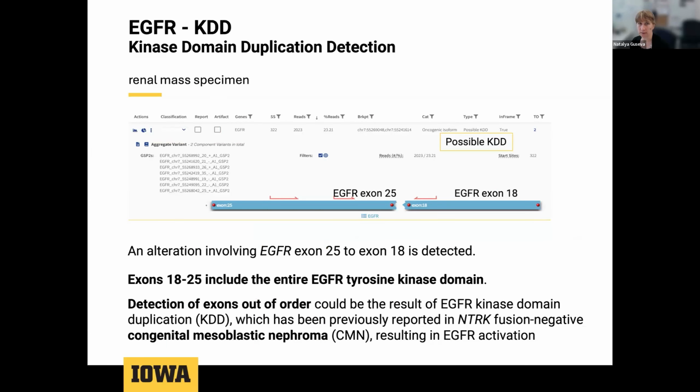Another interesting finding, it's not very often you can detect it, and it's quite hard to detect by other methods. You can see in Archer analysis, exon 25 going to exon 18 is out of order. Exon 18-25 includes the entire EGFR tyrosine kinase domain. Detection of exons out of order could be the result of EGFR kinase domain duplication, which has been previously reported in NTRK fusion negative congenital mesoblastic nephroma, which resulted in EGFR activation.